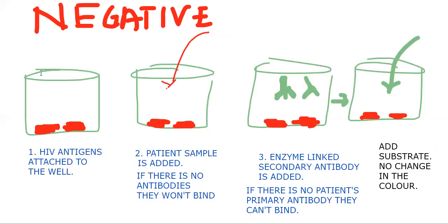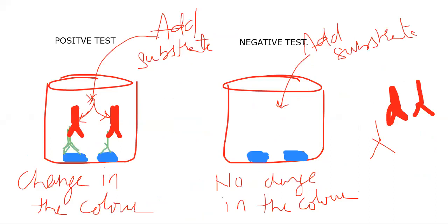Negative means the HIV antigens of the laboratory are attached to the well. We added the patient sample. If there is no antibody, they don't bind. Enzyme linked secondary antibodies are added. If there is no patient antibody, they can't find a place to bind. When we absorb the free fluid, they are gone. So when you add substrate, no change in the color. No change in the color here means good news. He is not HIV positive. So a positive test is a change in the color.